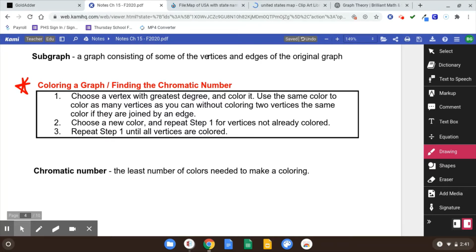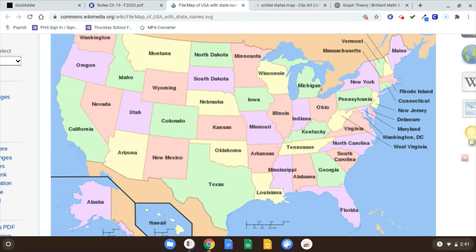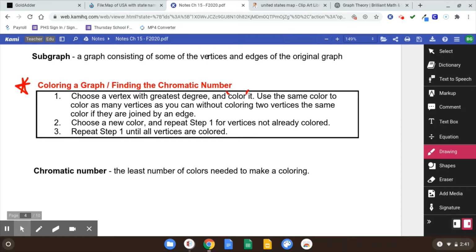Step 1, choose a vertex with greatest degree and color it. That should probably be inside quotes, because we're not really coloring when we're doing graph theory. Use the same color to color as many vertices as you can without coloring two vertices the same color if they're joined by an edge. So what that's saying is you don't want to color two states the same color if they're right next to each other. Step 2, choose a new color and repeat step 1 for vertices not already colored. Repeat step 1 until all vertices are colored.